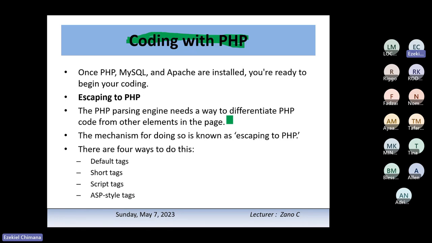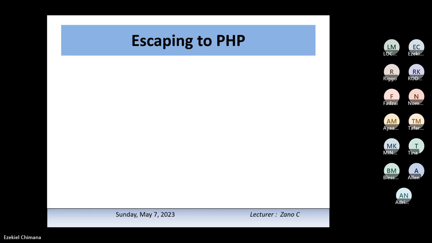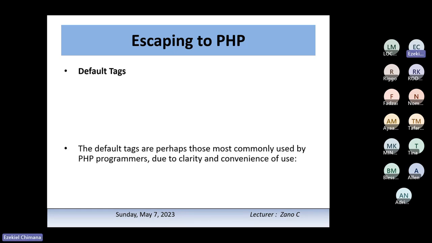So there are 4 ways to do this. You've got the default tags, the short tags, the script tags, and then the ASP style tags. You can always choose what you want to use there, but those are 4 ways that you can incorporate your PHP with other HTML elements. So let's talk about the default tags.